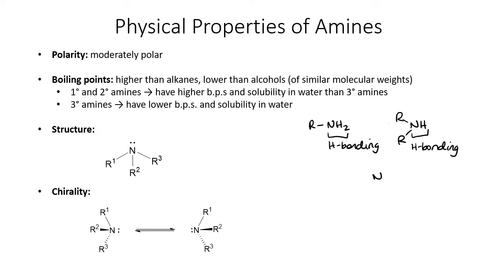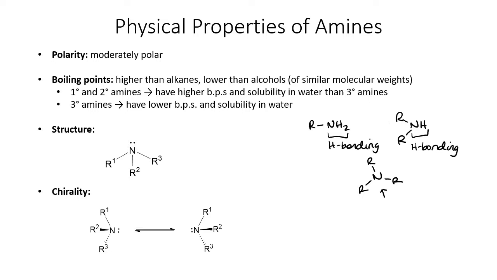With a tertiary amine, because the nitrogen is bound to 3 R groups, there are no NH bonds. So this cannot be a hydrogen bond donor. However, it can be a hydrogen bond acceptor. So in general, tertiary amines have lower boiling points than primary and secondary amines, but they still have some solubility in water because they can accept hydrogen bonds from water. However, they cannot donate a hydrogen bond to water.